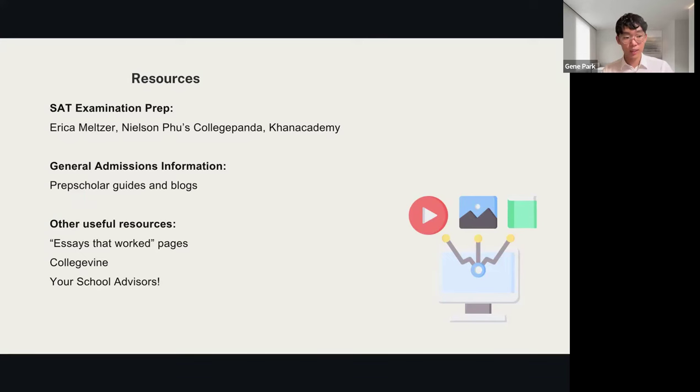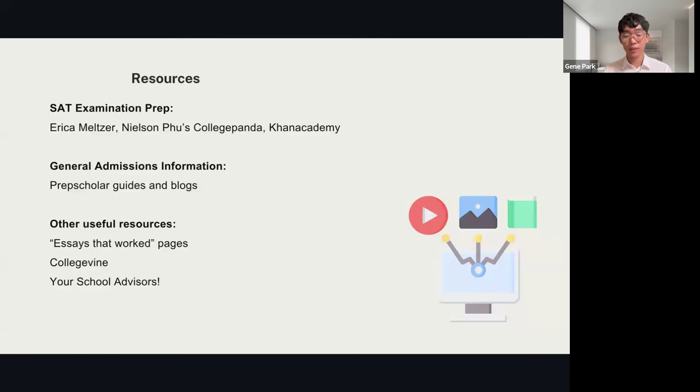For general admissions information, search for PrepScholar guides and blogs, which I personally found quite helpful, as well as College Vine. And if you want a better grasp on essays, because that's always the biggest point that students struggle with, I strongly, strongly recommend reading through the essays-that-worked pages for respective institutions. A lot of schools actually upload their own essays that got students accepted. Take a read of them, with the caveat that they're not always going to be the best essays you could write. In fact, some of them might even be considered slightly subpar. The point is that they worked, and there are specific reasons that they worked. So definitely take a look at those.